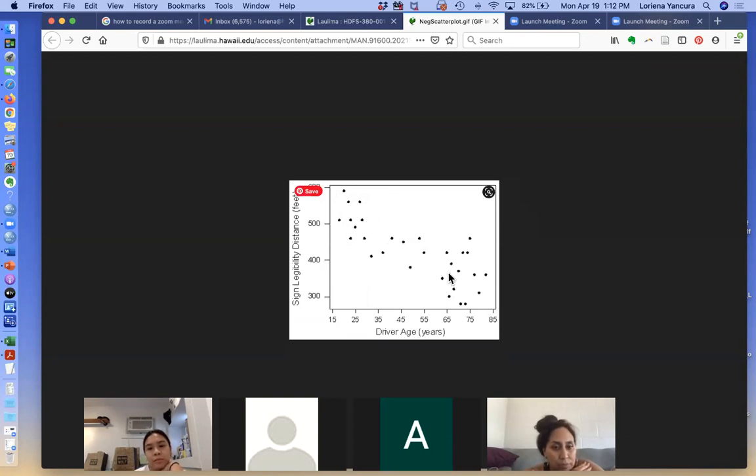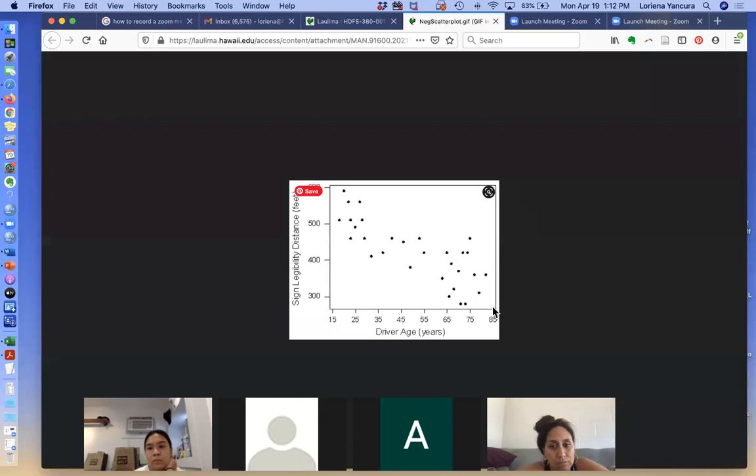If I had to fit a line, it would slope downward. It would start at this value around 600, and then it would go down. So we see that the older drivers don't see the signs as well as the younger drivers. They have to be closer to see it. Because it's got a downward slope, that's a negative relationship.